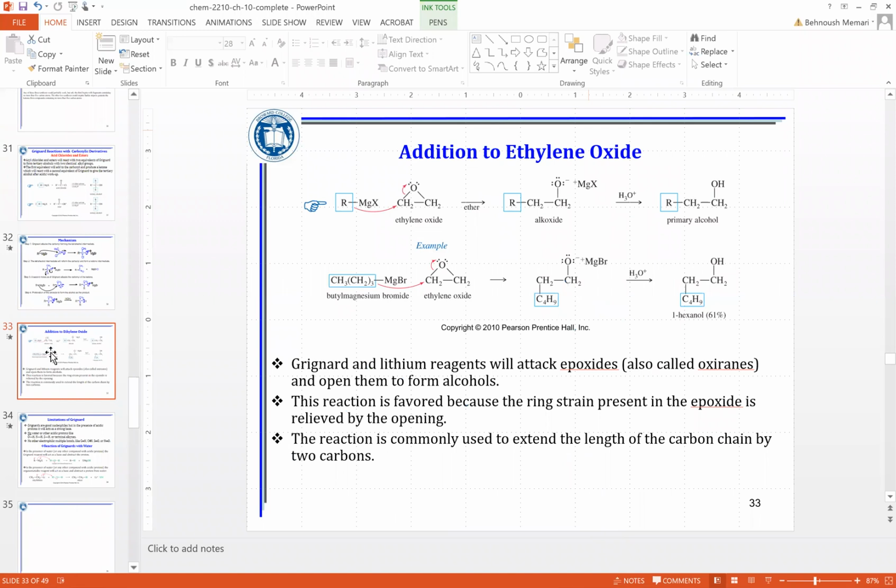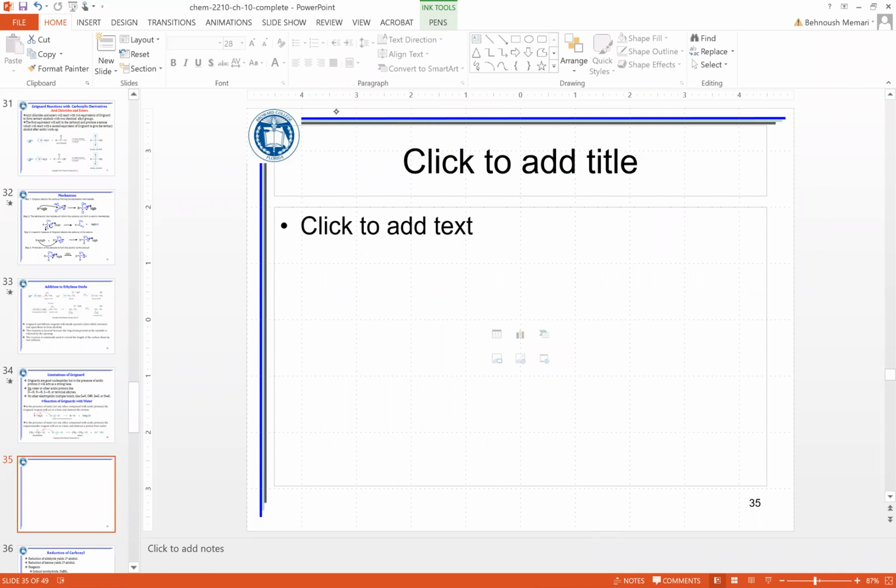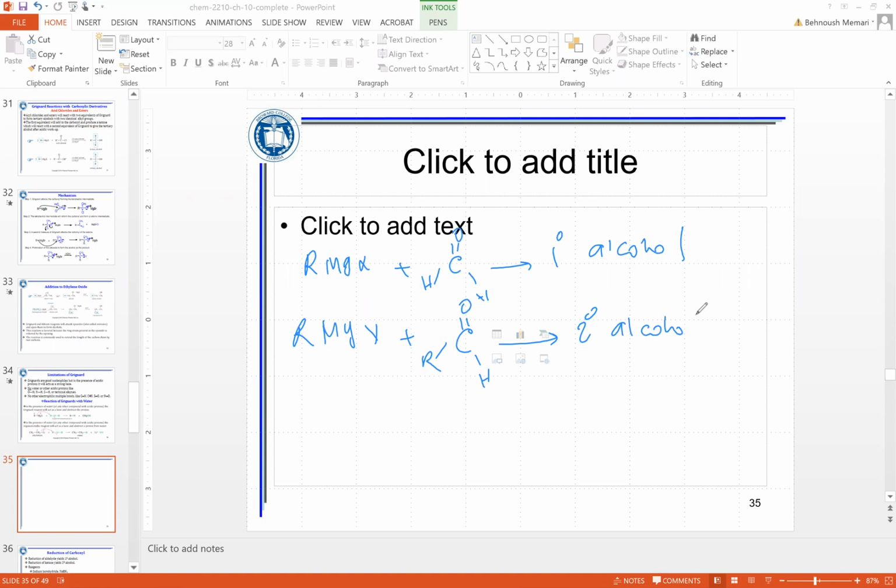Okay, so far, what you have learned so far for the Grignard reactions: RMgX plus formaldehyde gives primary alcohol. RMgX plus aldehyde gives secondary. RMgX plus ketone gives tertiary.